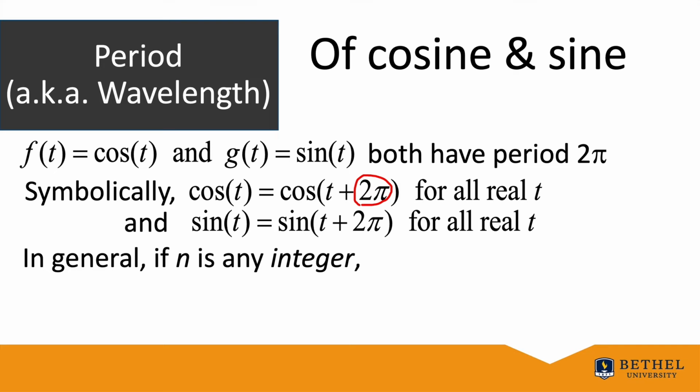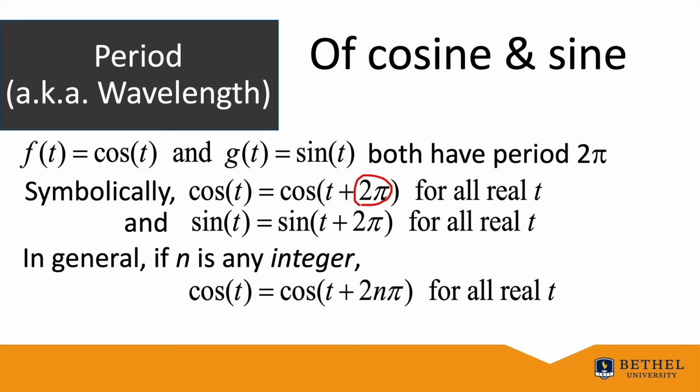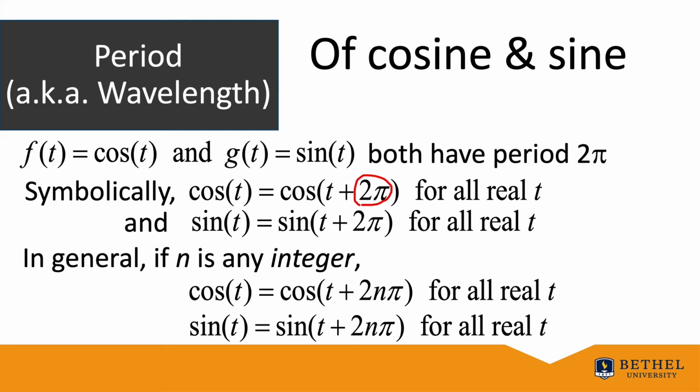These things illustrate that, in general, if n is any integer, meaning 0, plus or minus 1, plus or minus 2, plus or minus 3, etc., then cosine of t equals cosine of t plus 2n times pi for all real t, and sine of t equals sine of t plus 2n pi for all real t. In terms of the unit circle definition, these facts illustrate that when you make whole turns in either the counterclockwise or clockwise direction, you get back to where you started.